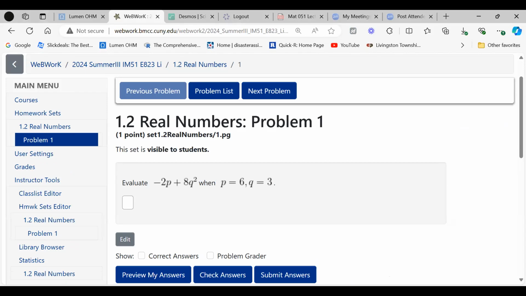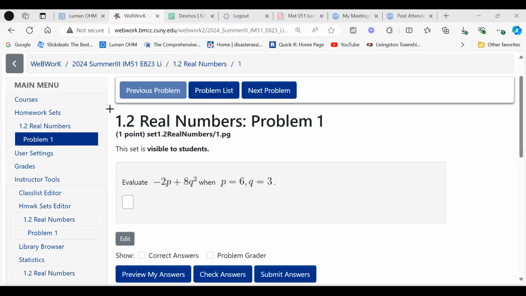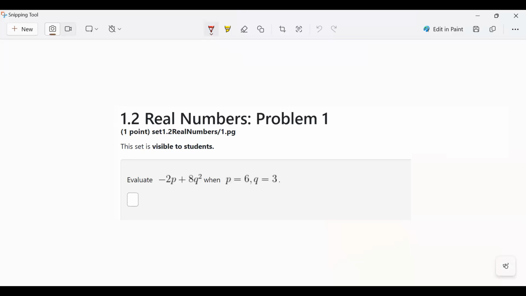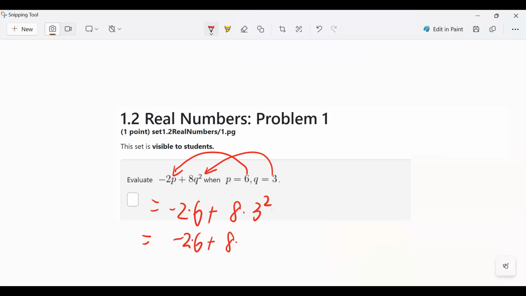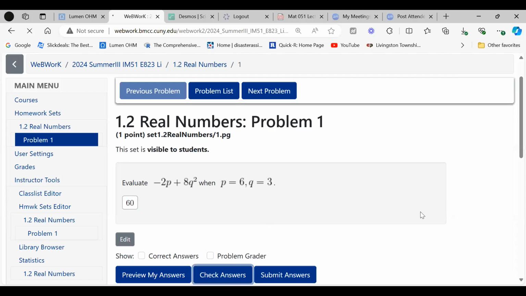All right, let me show you how to tackle this. We're just replacing P and Q. So P becomes 6, Q becomes 3. So do -2 times 6 plus 8 times 3 squared. 3 squared is 9, so we have -2 times 6 plus 8 times 9, which is 72. Multiplying -2 times 6 is -12, and adding 8 times 9 is 72. You can look at it as 72 minus 12, that's 60. The result is 60. Going back here, if you put in 60, that's the answer, and then check the answer.